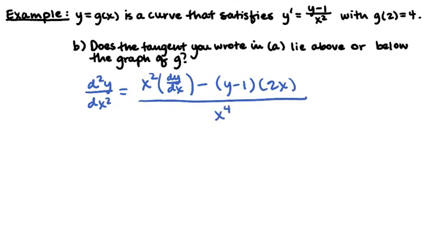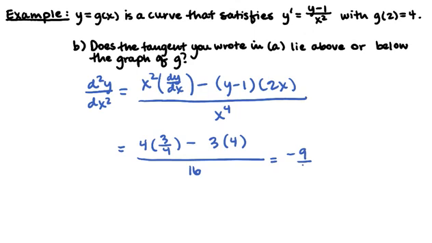All right. Oh, yes, I remember, because in part A we found that dy/dx was 3/4, so that'll be something I can use. Okay, x squared is going to be 4 times 3/4. We'll make that 3. Minus, okay, y minus 1 is 3 times 4 divided by 2 to the 4, which is 16. All right, so I've got 3 minus 12 is negative 9 over 16, meaning the second derivative is negative. So g is concave down, and the tangent lies above the curve.